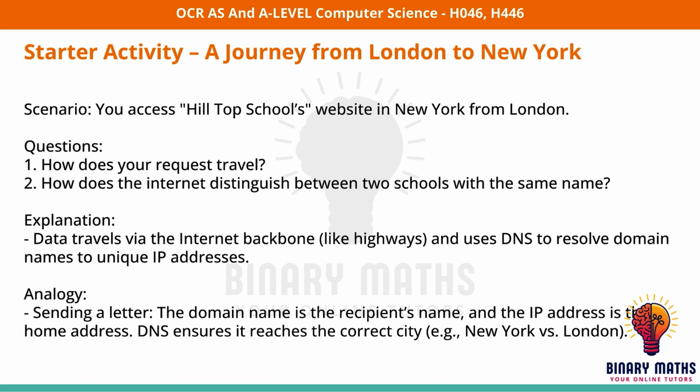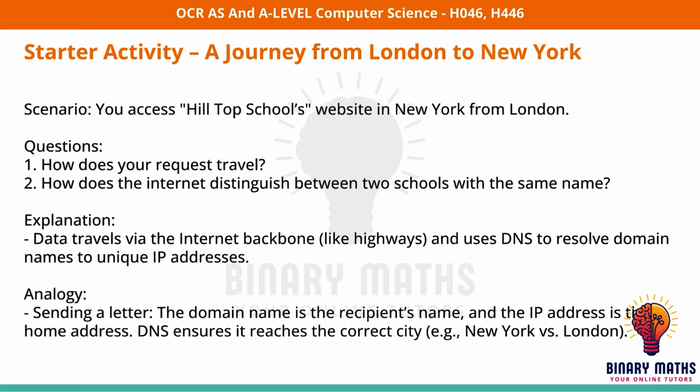Right, picture this. You're in London, searching online for Hilltop School. But there's one in New York and one down the road in Manchester. How does your computer know which one to show? Here's the secret. Your request doesn't travel alone. It's broken into data packets, like digital postcards, that zip through the internet backbone, a network of superfast fiber optic cables and satellites linking continents. But how do these packets find the right school?